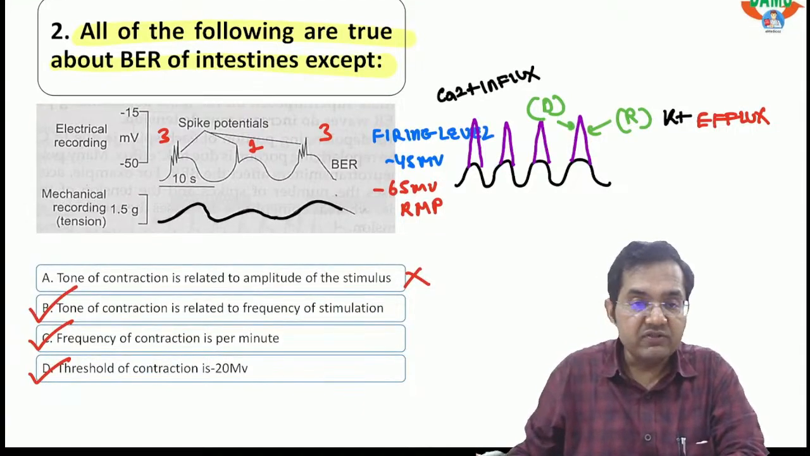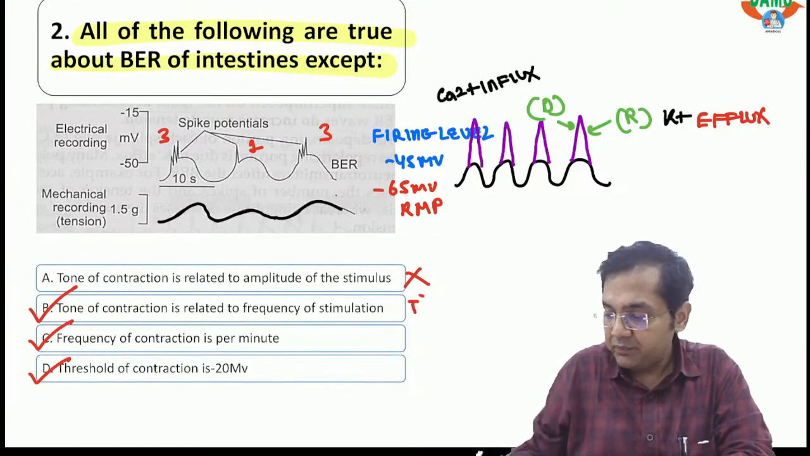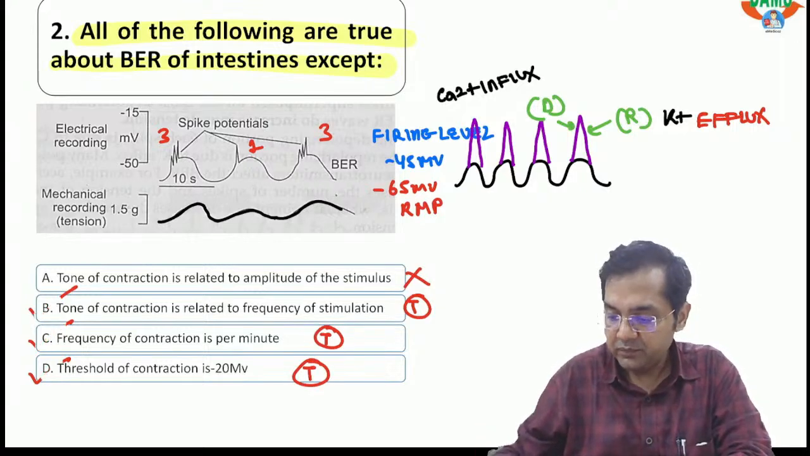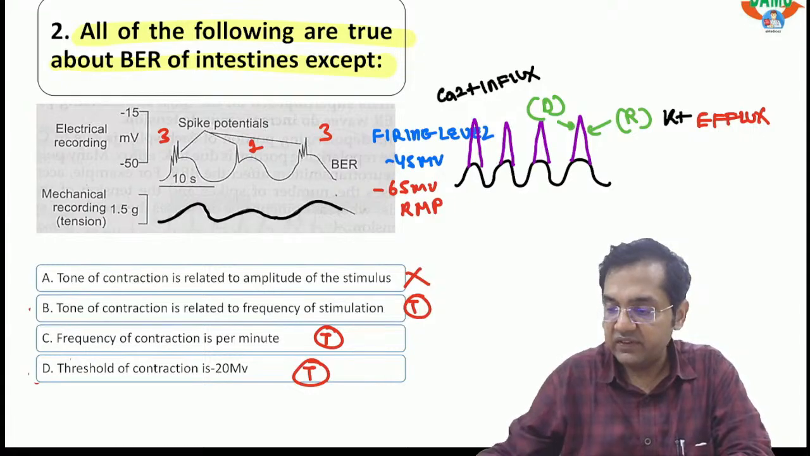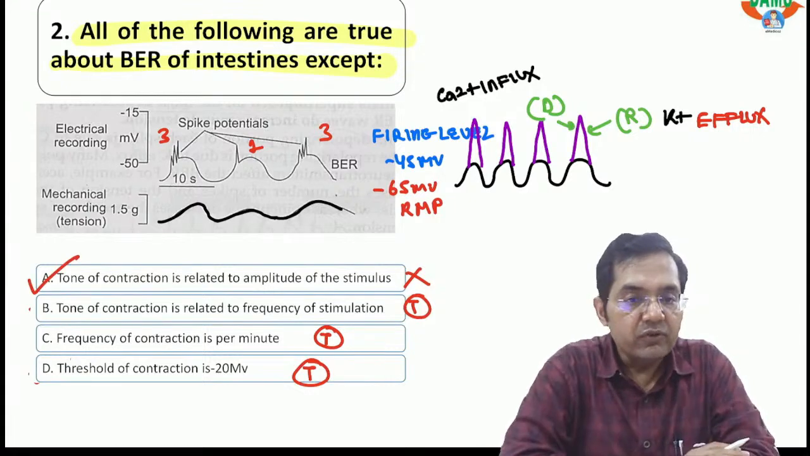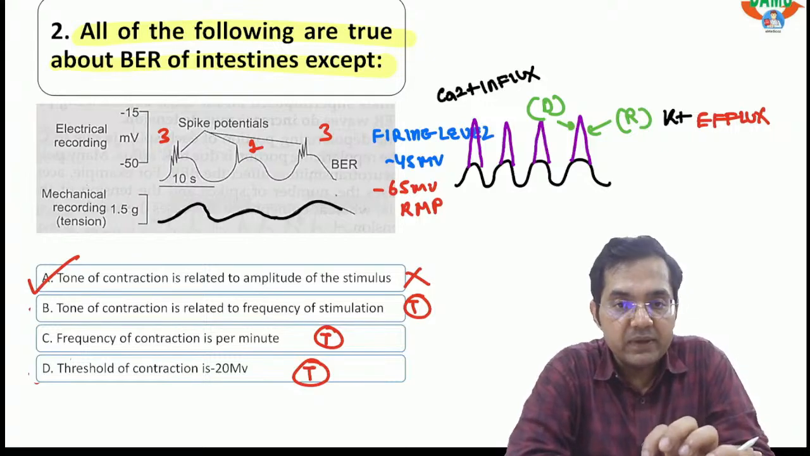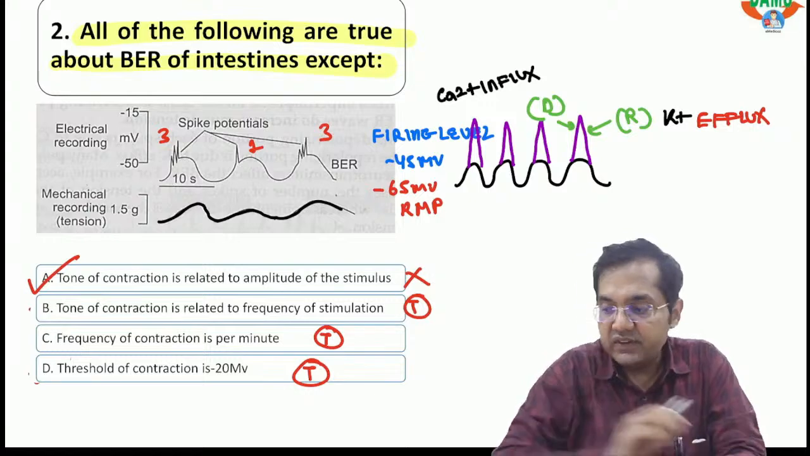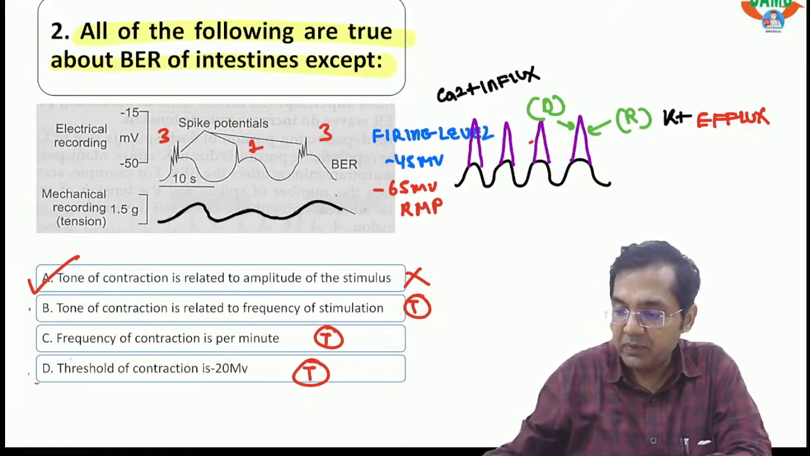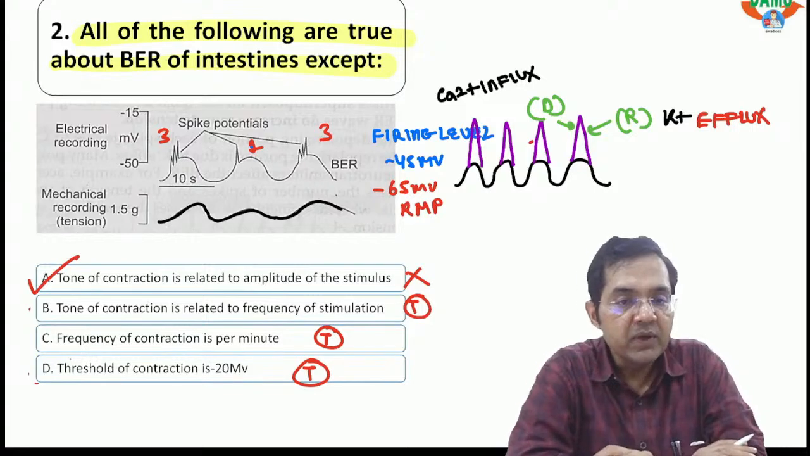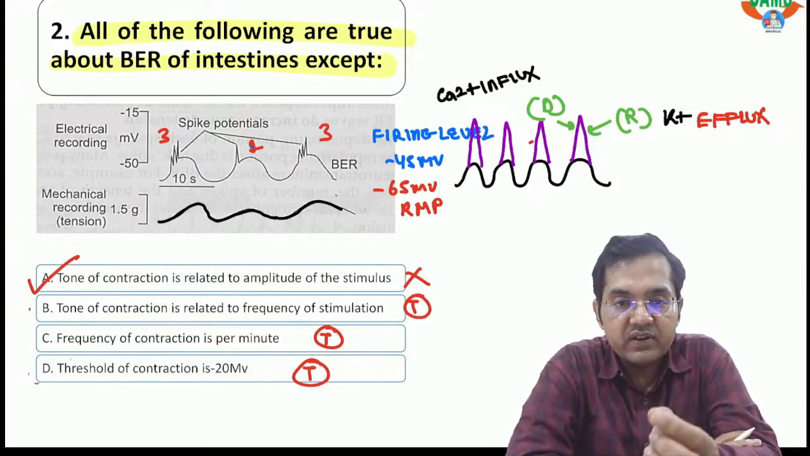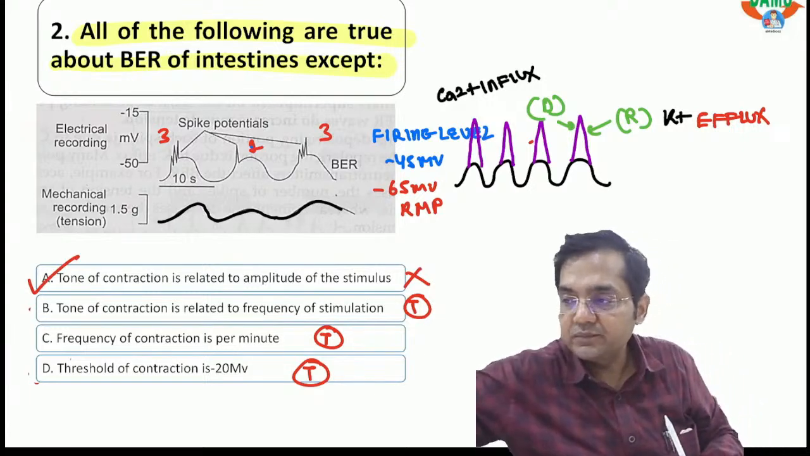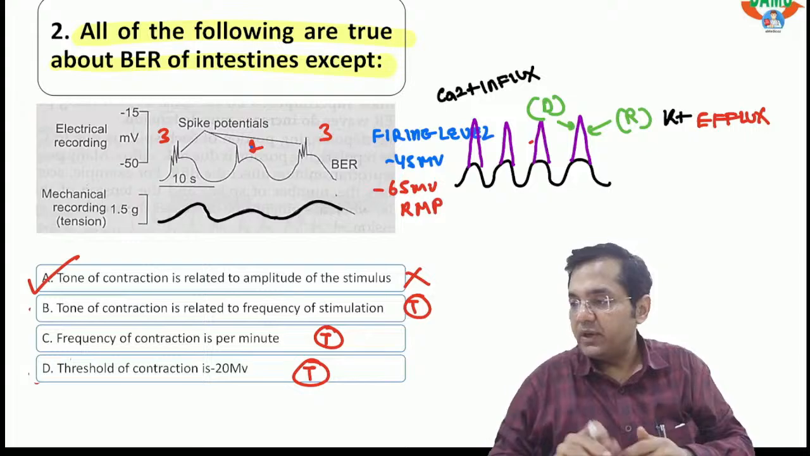All of the following are true about BER. Remember, this is true, this is true, this is true. That means what is false? The answer is actually A, right? So tone of contraction is not related to amplitude, it is related to frequency, right? What things can increase the frequency of these spike potentials? Remember, as I've shown you, 3 here, only 1 here. So who can increase the frequency of the spike potential? Vagus or sympathetic? Yes, what should be the answer? Vagus or sympathetic? Remember, vagal stimulation.